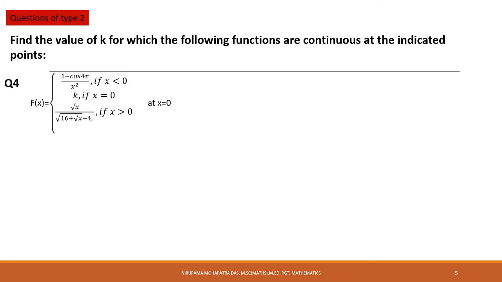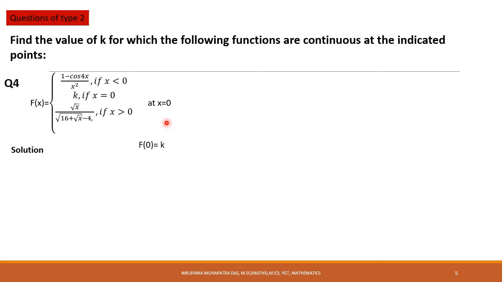f(x) equal to (1 minus cos 4x) by x square if x less than 0. It is k if x equal to 0, and it is mod x by (√(16 + √x) minus 4) if x greater than 0. So for what value of k is this function continuous at x equal to 0.